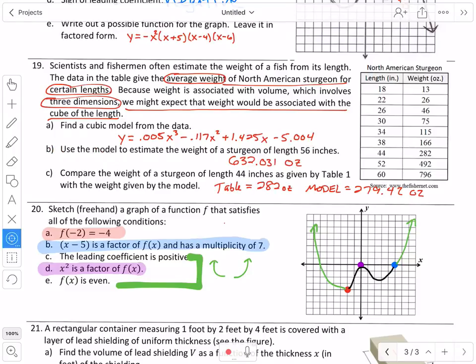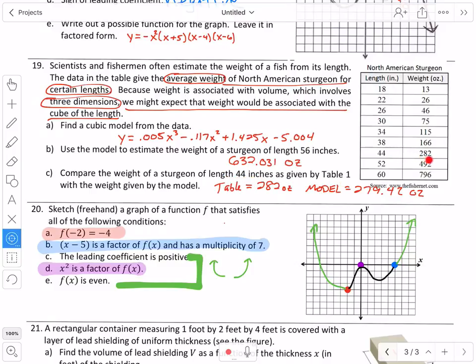B, use the model. The model is the equation you have up here. To estimate the weight of a sturgeon of length 56 inches. So you can go in your table, hit second table, type in 56 for X and hit enter. You can look at your graph, hit second calculate value and type in 56. Either way, we are going to continue to round to 2 decimal places. I got 632.031 ounces.